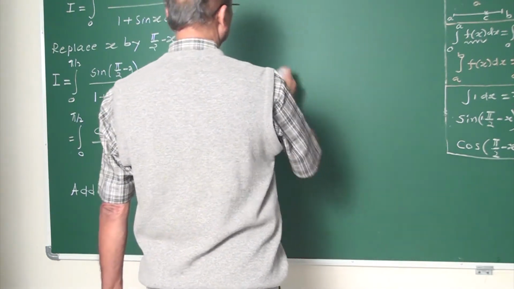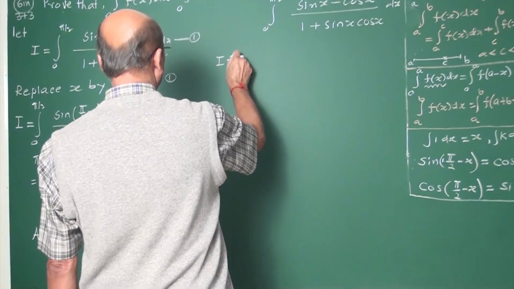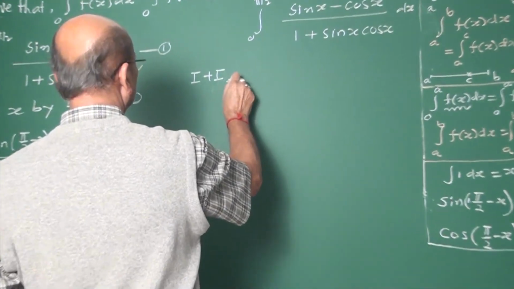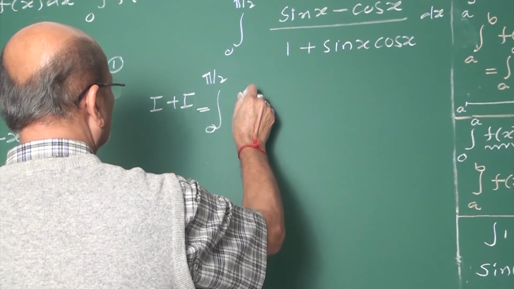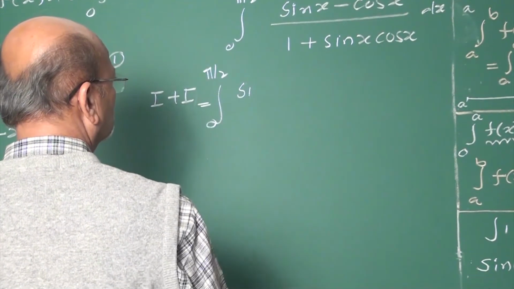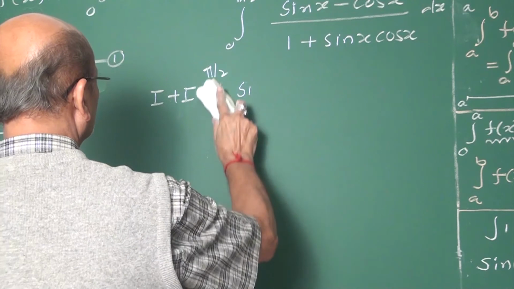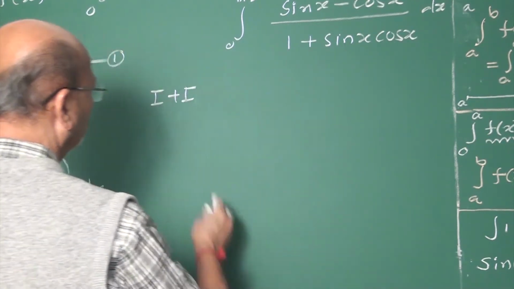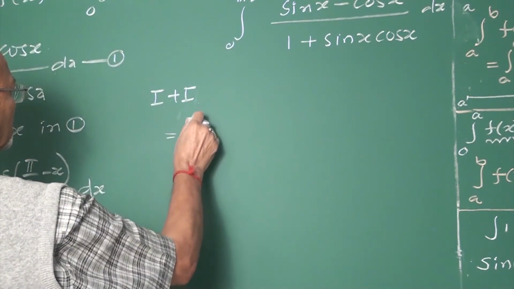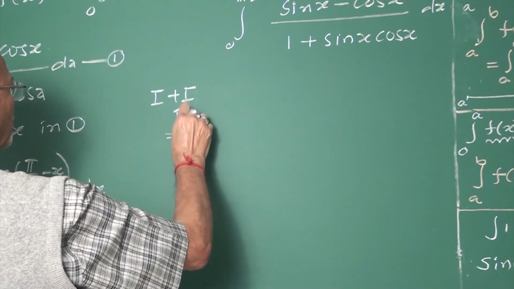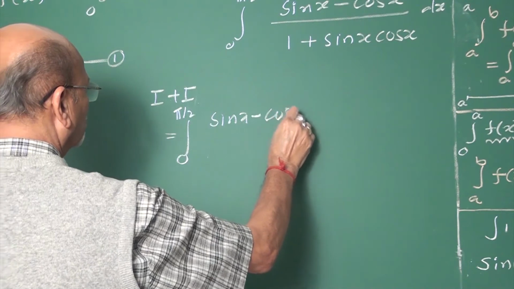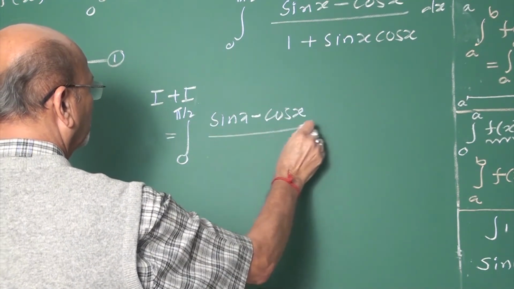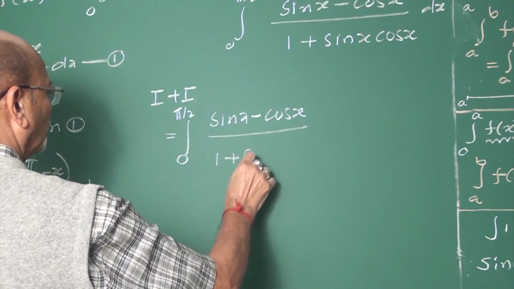Yes, my friends. LHS is I plus I. This is common, 0 to pi by 2. What is it? It is sin x minus cos x. Yes, my friend, here. 0 to pi by 2. First is sin x minus cos x, denominator 1 plus sin x cos x.